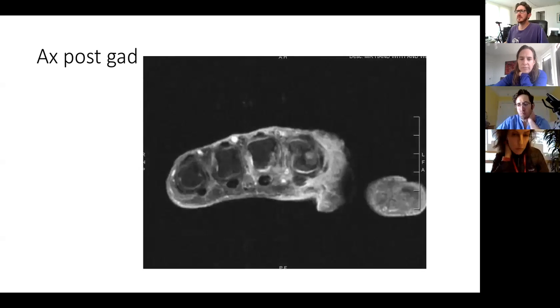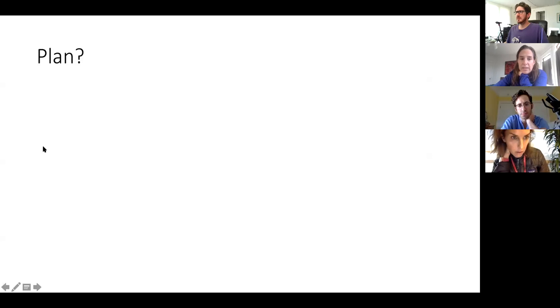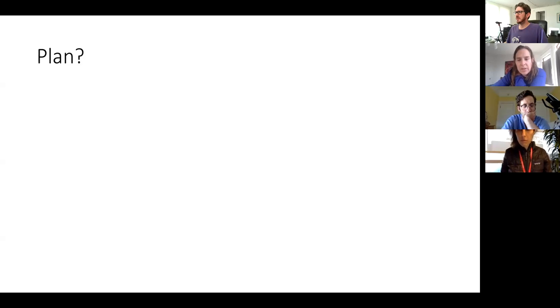All right, should we talk more about the path? Sorry, it's MRI. All right, so plan from here. So Rosie, who you want to? Well, so we'll tell you what it is. Okay. So it's squamous cell, so invasive squamous cell.